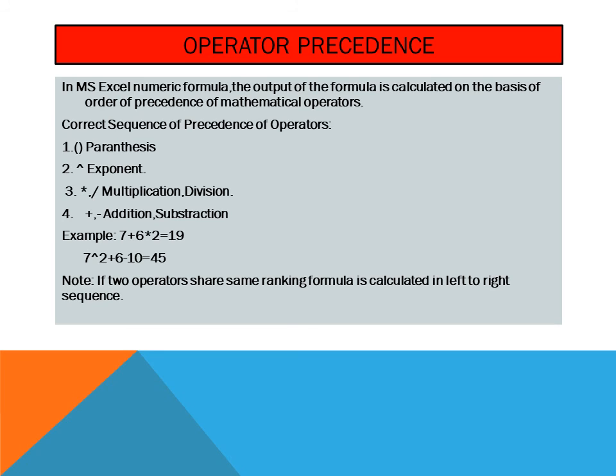Is that clear? So if any two operators have the same ranking in the formula, the output of the formula is calculated in left to right sequence. So these are the certain rules that we need to follow while calculating the output of any formula that we are using in the MS Excel sheet.